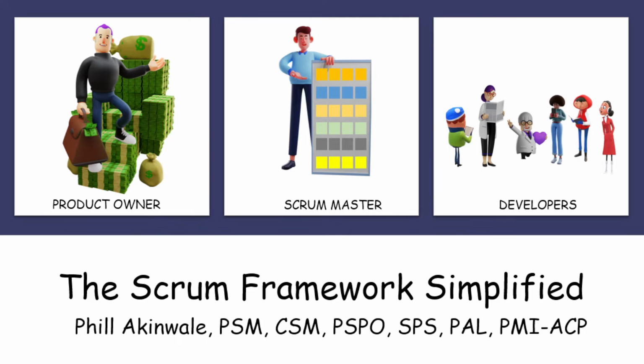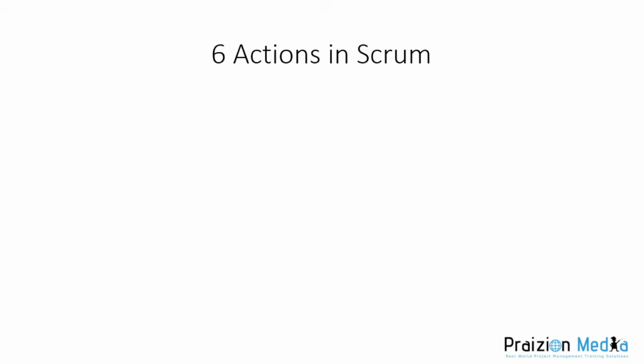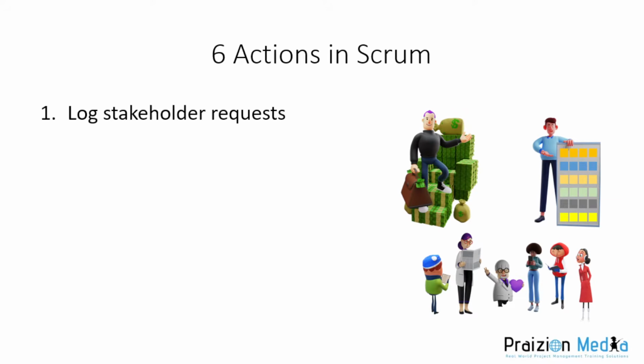When you talk about Scrum, as someone who has been in the world of predictive quite heavily, I find it easier to train people by showing them what exactly happens in Scrum. So I'm going to show you 6 actions in Scrum. The first action is we log stakeholder requests. This happens outside of the events of Scrum, but it's important for you to conceptualize logging stakeholder requests into a backlog. We call that backlog a product backlog. So that's the first thing I want you to conceptualize.